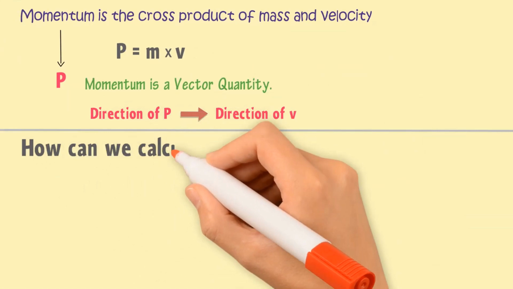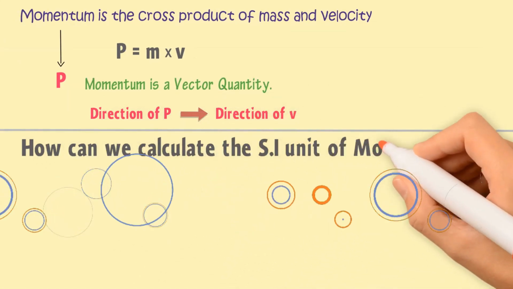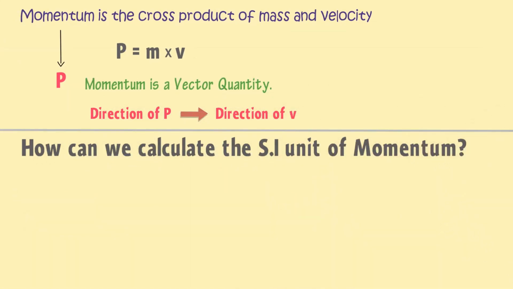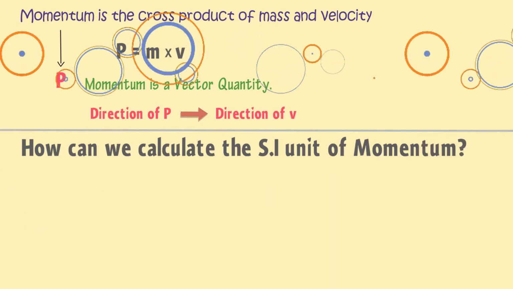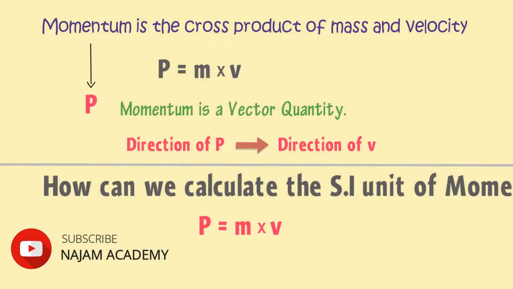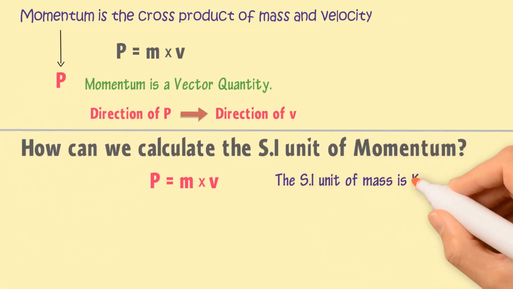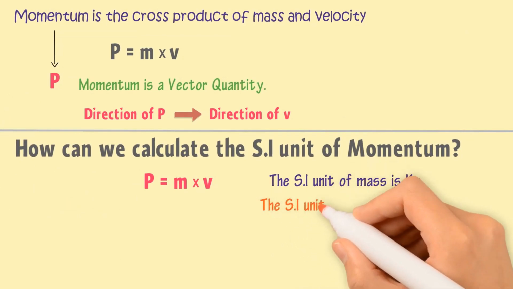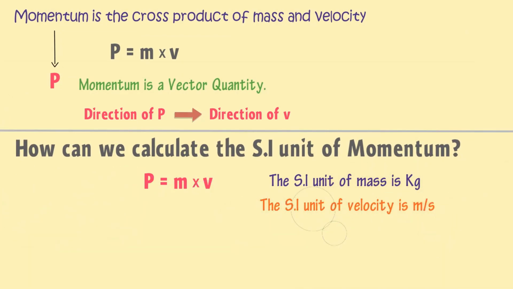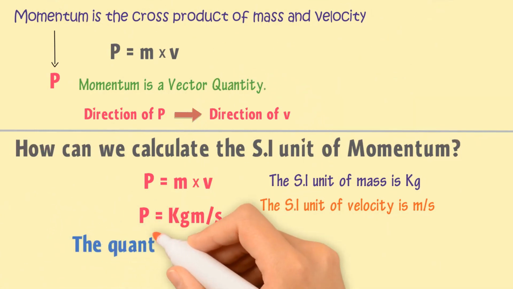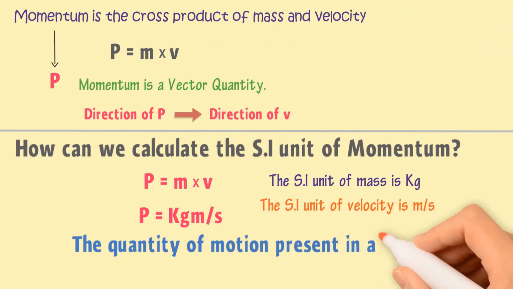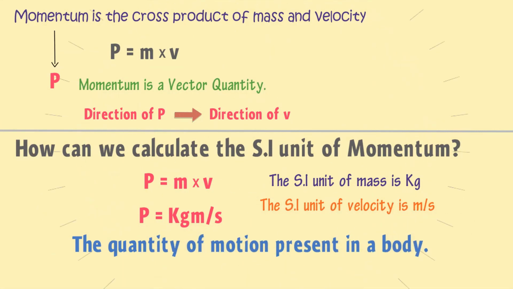Now, how can we find the SI unit of momentum? As we know, momentum is equal to mass times velocity, that is, P equals m times v. The SI unit of mass is kg and the SI unit of velocity is meter per second. Hence, the SI unit of momentum is kg meter per second. This unit of momentum tells us just the quantity of motion present in a body or in a mass.